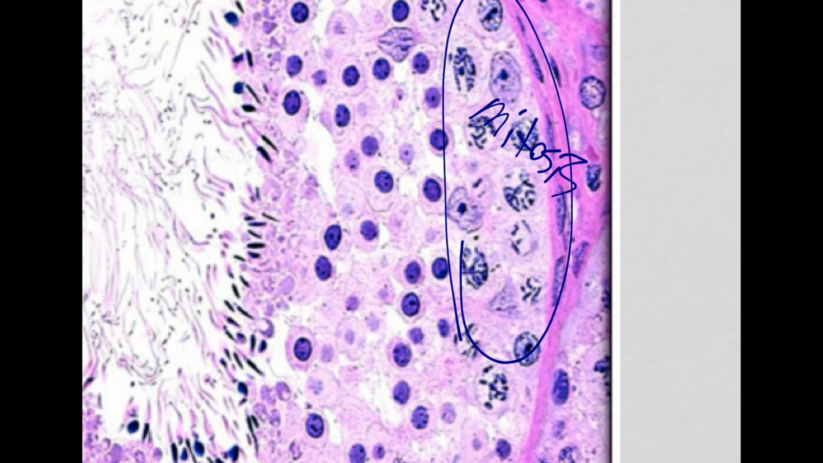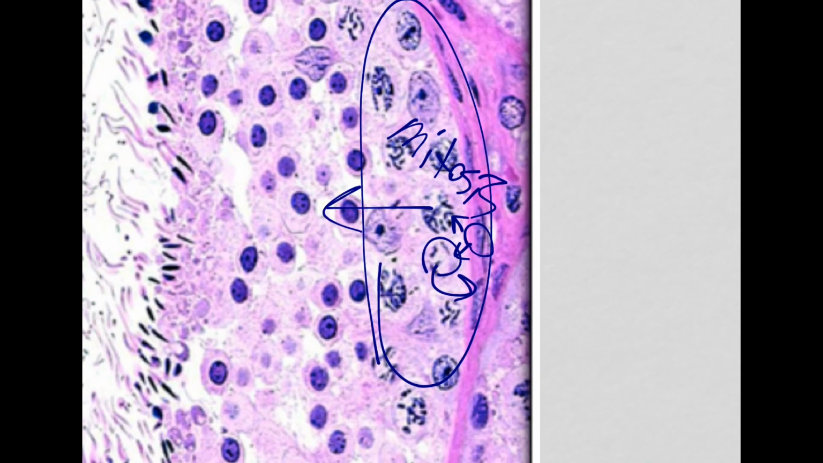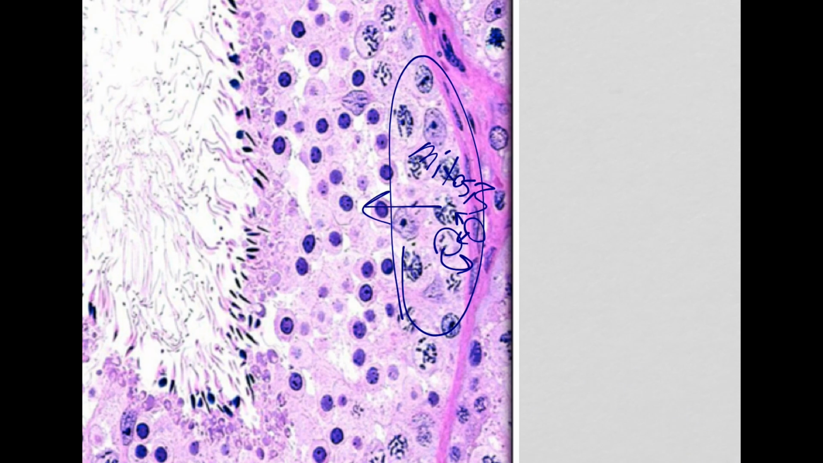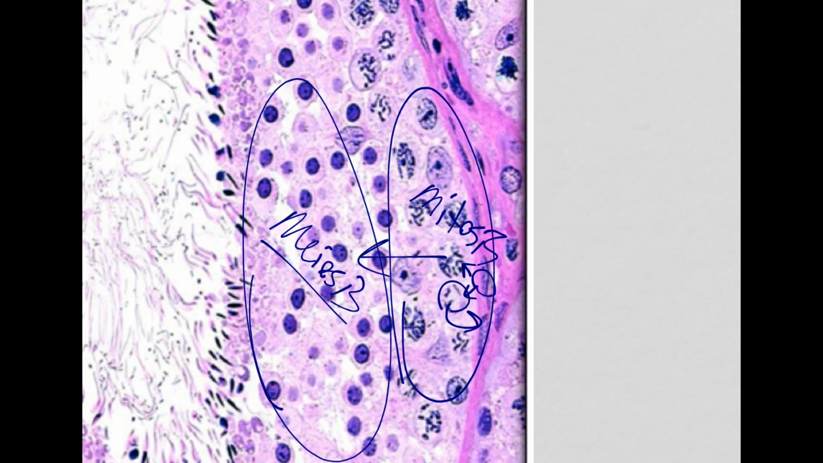And when one cell splits into 2, imagine this cell divided and split into these 2 cells, one of them will stay here and continue dividing as a stem cell, and the other will start moving this way and migrating toward the center, toward the lumen of the seminiferous tubule. And the cells that migrate and move inward here will start going through meiosis.